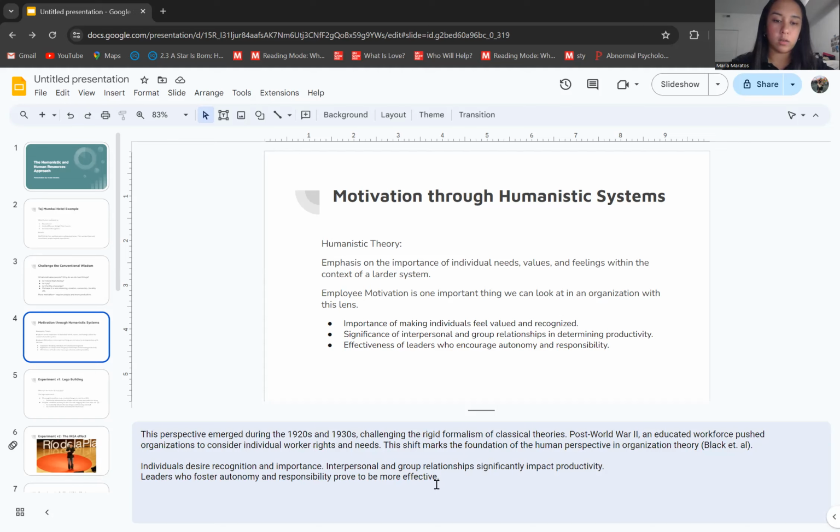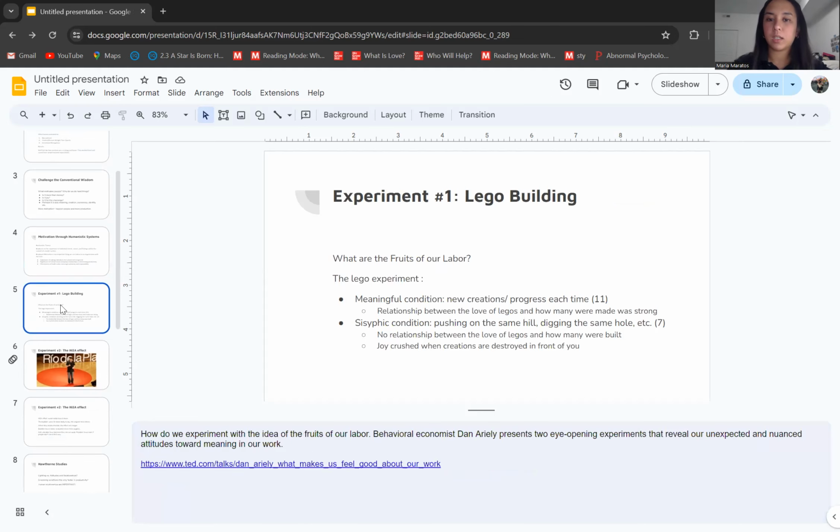We know that individuals like being recognized and want to feel important. Interpersonal and group relationships also significantly impact productivity, and leaders who foster autonomy and responsibility are proven to be way more effective. And so that's why this is an important theory.